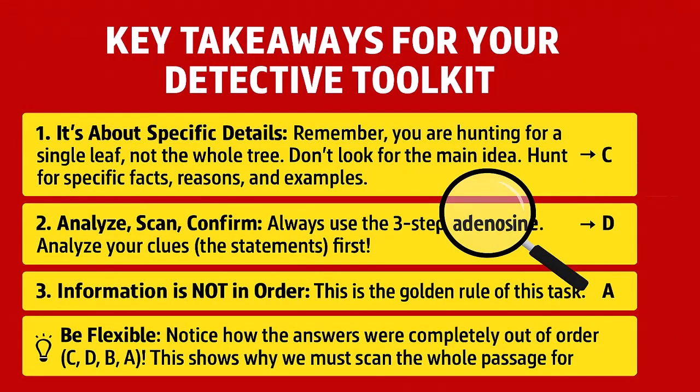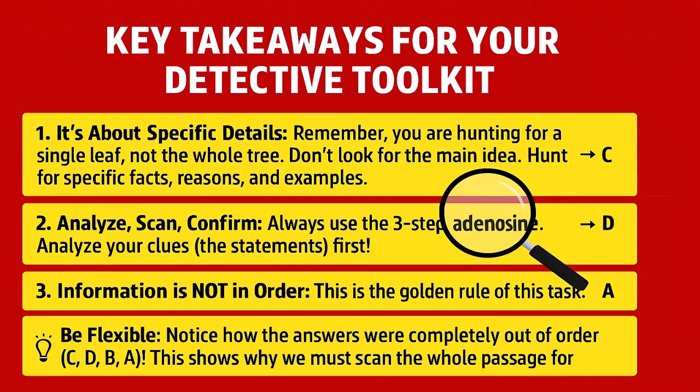To sum up, when you see a matching information task, I want you to switch into detective mode and remember these key points for your toolkit. First, remember that you are a detective looking for specific hidden clues. You are not a student writing a summary of the main idea. Second, always use the 3-step strategy. Analyze your clues, scan the area, and confirm your evidence. Always start with the statements before you read the passage. Third, never forget that the answers are not in order. You have to be patient and scan the whole passage for each clue.